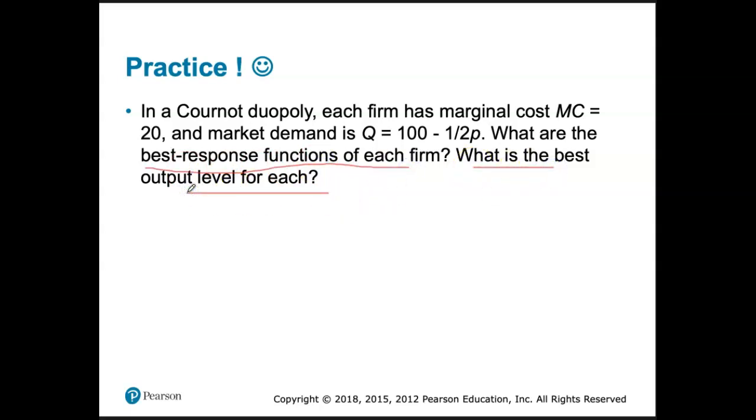Take a moment, just pause the video and work through this. Eventually, you should get these as your answers. Q1 equals Q2, which equals 30. So if you actually had 30, it means you're doing it right.